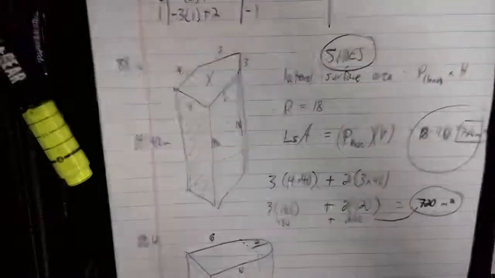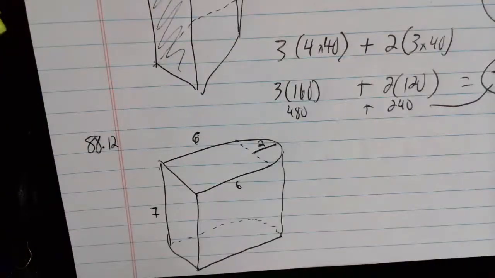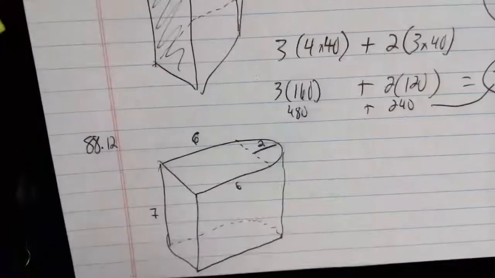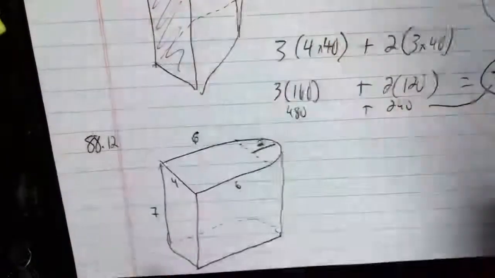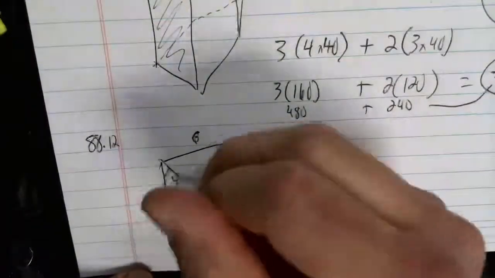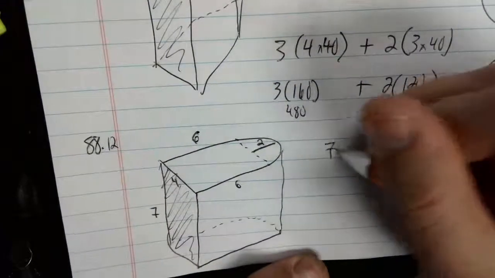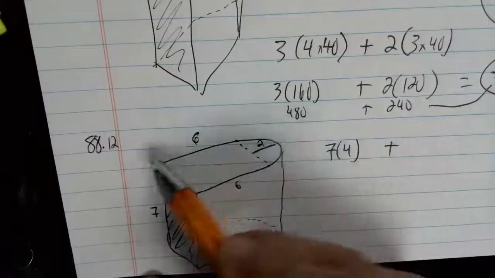How far is this side? It doesn't say in the book. It would be the diameter, the radius times 2. Since the radius is 2, you're right, it would be 4. So I can find the area of this face. Well, that would be 7 times 4, plus the area of that shape that wraps around.